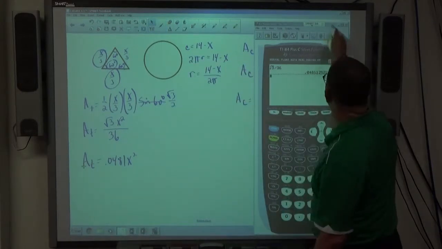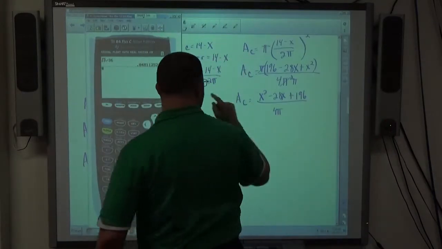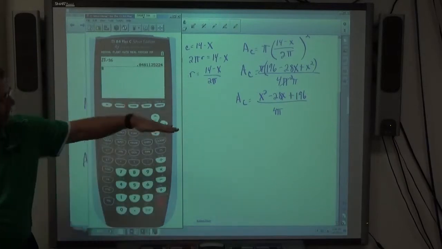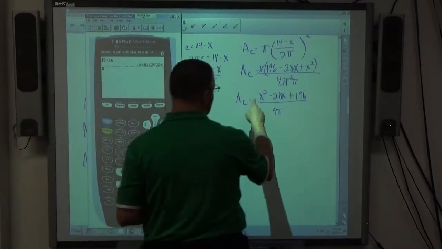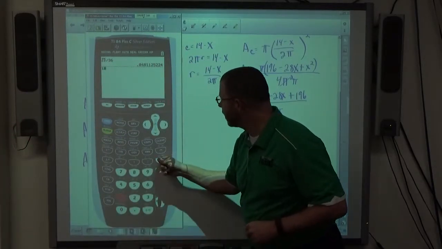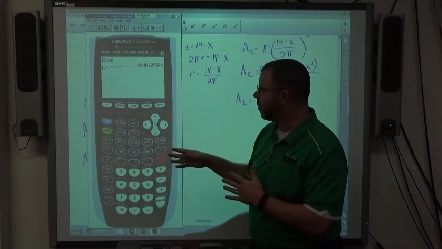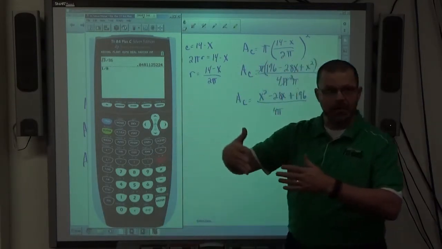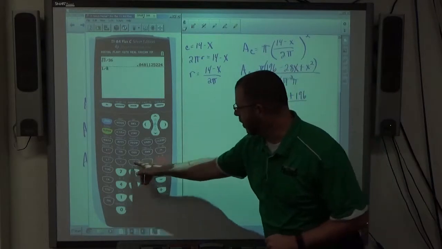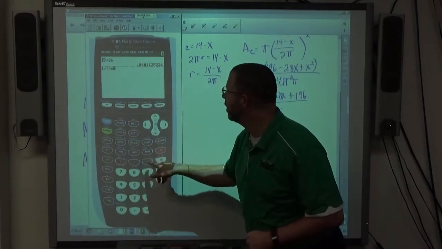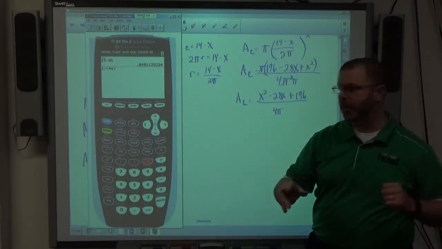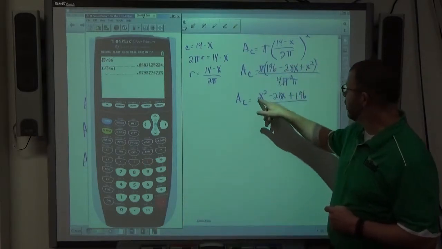And if we look at this other side, everything's divided by 4 pi. So if I do 1 divided by 4 pi, now be careful: if I type in 1 divided by 4 pi just like that, it divides by 4 then multiplies by pi. I've got to put parentheses around the 4 pi so the calculator knows that both 4 and pi are in the denominator. So that would be the coefficient of x squared.